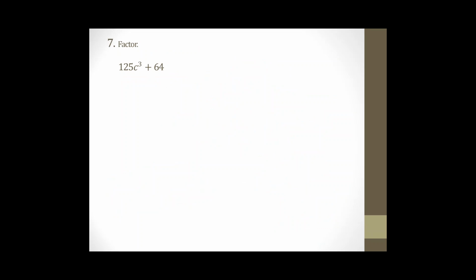Okay, number 7, we're going to factor. You always check for a greatest common factor when you are factoring a polynomial, which in this case we do not have. So next we're going to look at how many terms we have. We have 2 terms. So we have 2 options after deciding if we have a GCF to see if we can factor.